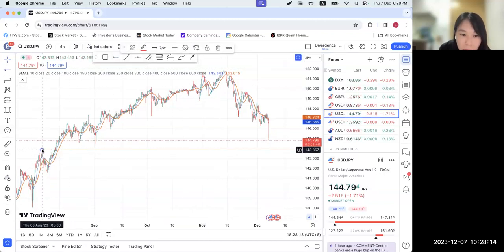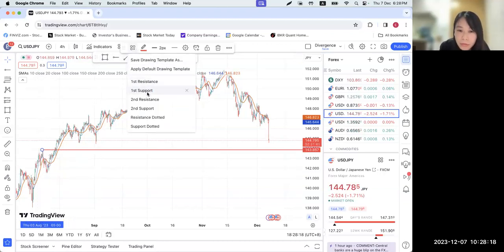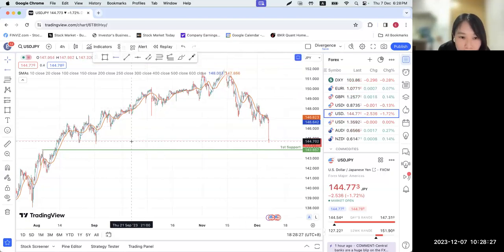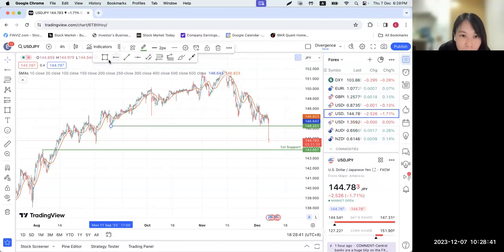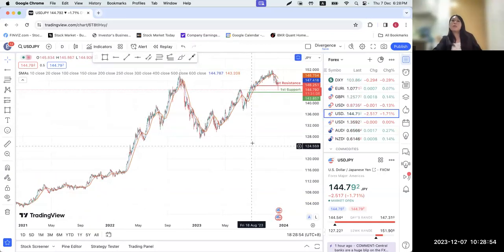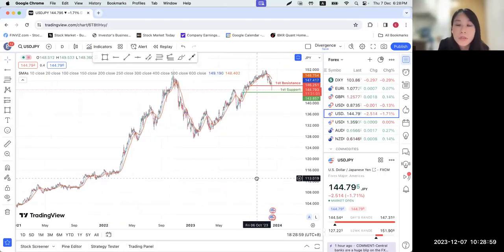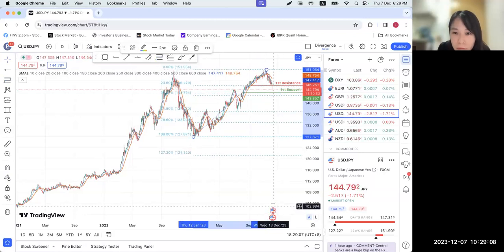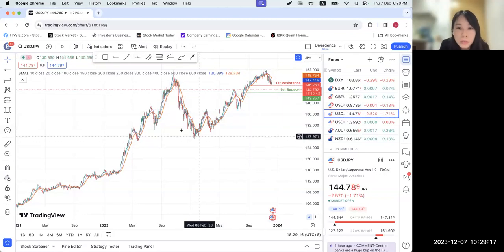Okay, I'm gonna use this as my support area, the pullback. And my resistance level here. Okay, switch to the H1 chart because I'm not able to find any more support and resistance lines. So I've got to use the Fibonacci. Okay, the prices are also quite far apart.